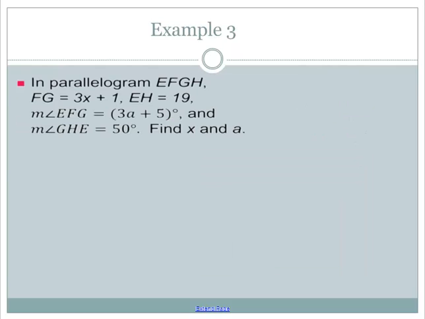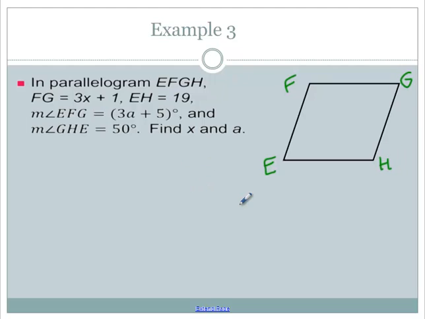So in example 3, in parallelogram EFGH, FG is this, EH is this, and so on. This problem gets very difficult if there's not a picture. Let's draw a picture, let's label everything. EFGH, it doesn't matter where you start, as long as you go around the shape in clockwise or counterclockwise order. So FG is 3x plus 1, EH is 19, EFG, this angle here is 3a plus 5, and GHE is 50.